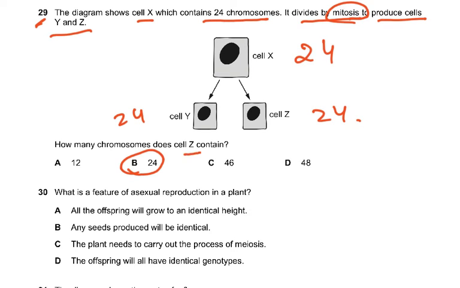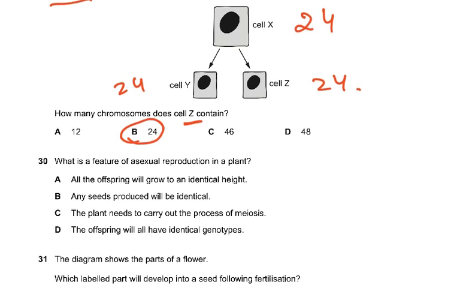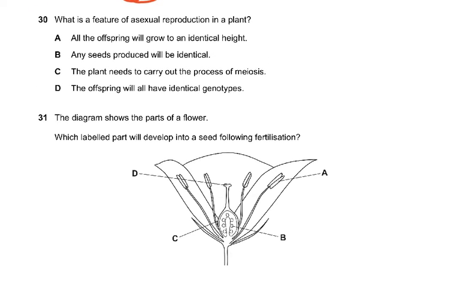How many chromosomes does the cell Z contain? Question number 30. What is a feature of asexual reproduction in a plant? All the offspring will grow to an identical height. Any seeds produced will be identical. Asexual reproduction doesn't have seeds. The plants need to carry out the process of meiosis, which doesn't take place in asexual reproduction. So the answer D is correct.